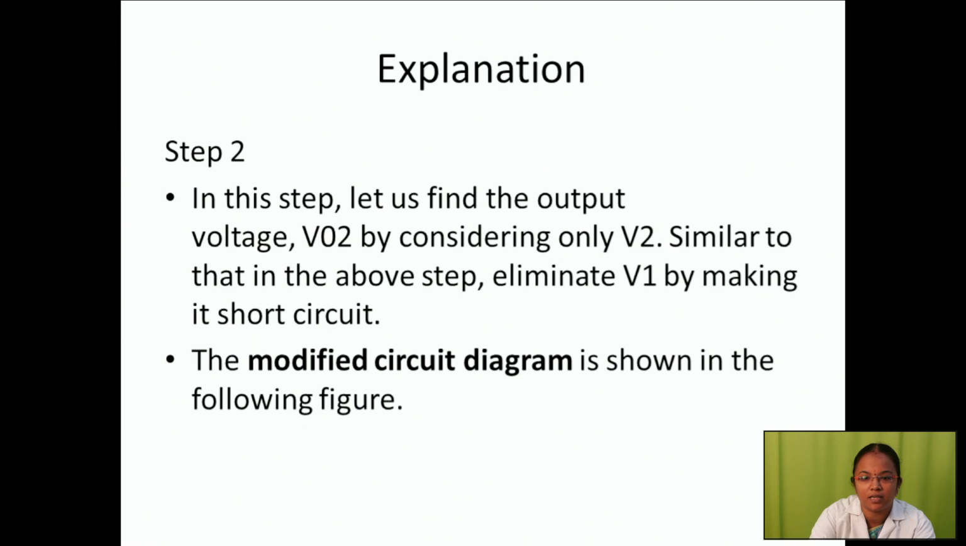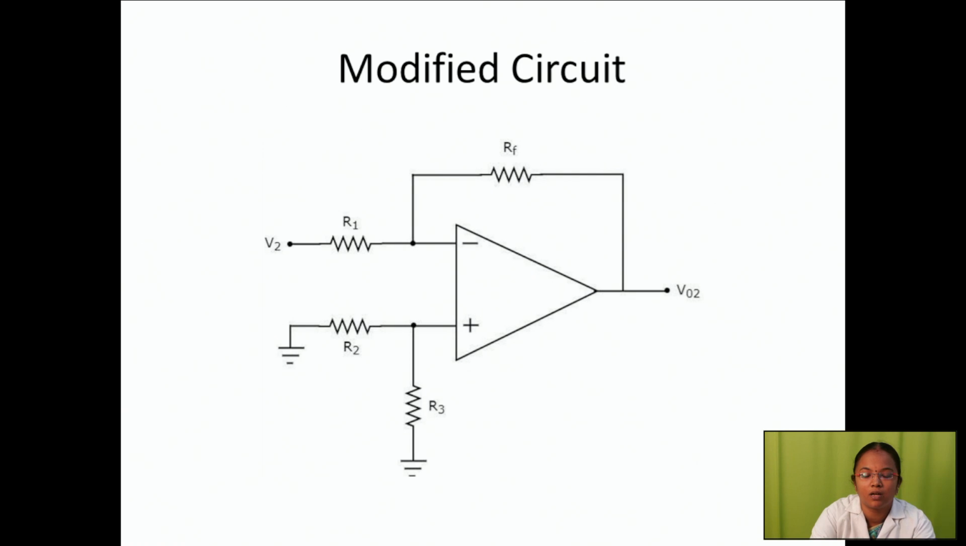Next, in step 2, we consider only the voltage V2. The output voltage is taken as V02. Similar to the above step, we eliminate the voltage V1 by short-circuiting it. So the modified circuit diagram will be like this. Here we consider only V2, which is applied to the inverting terminal, with output voltage V02, and the non-inverting terminal is grounded. This circuit looks exactly like an inverting amplifier.